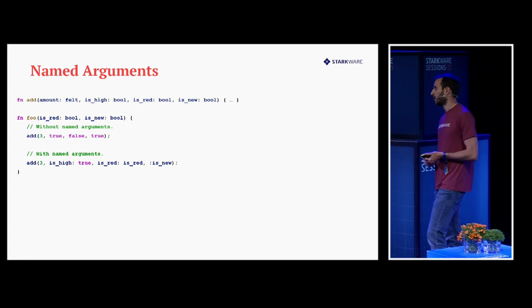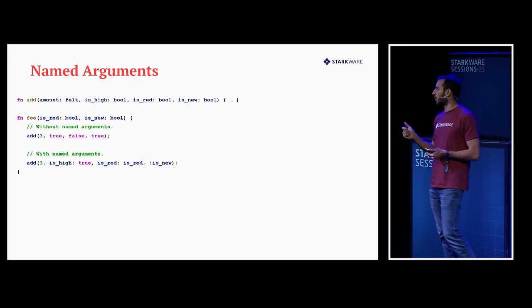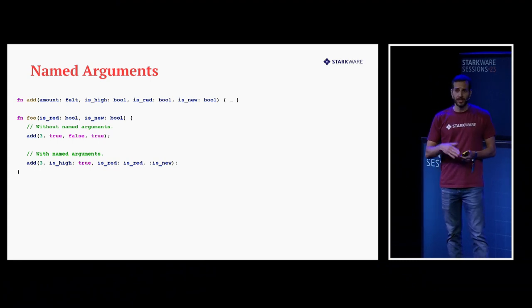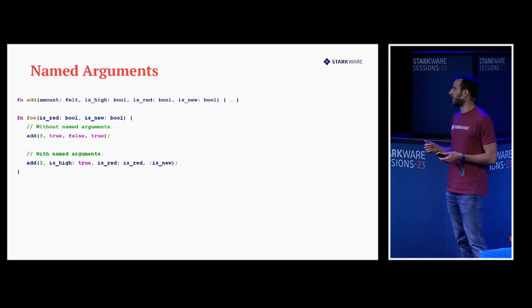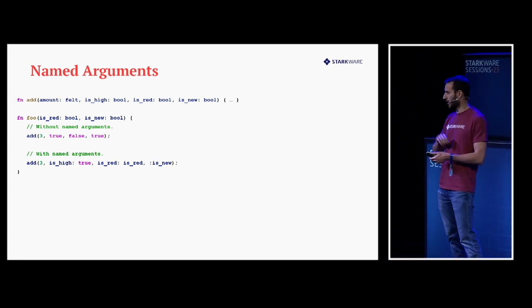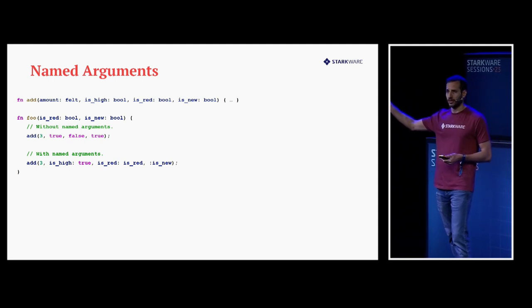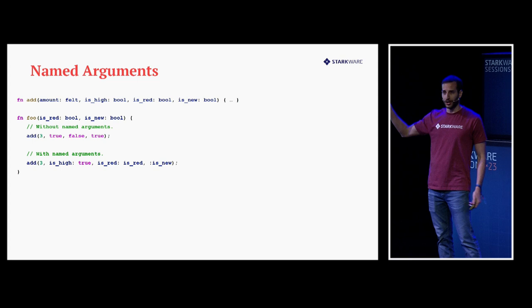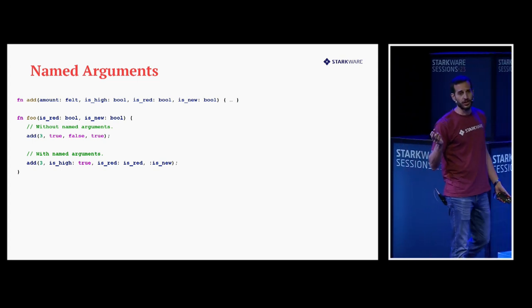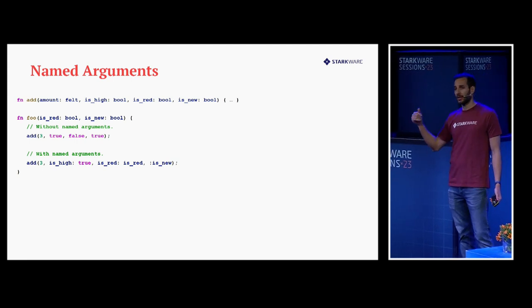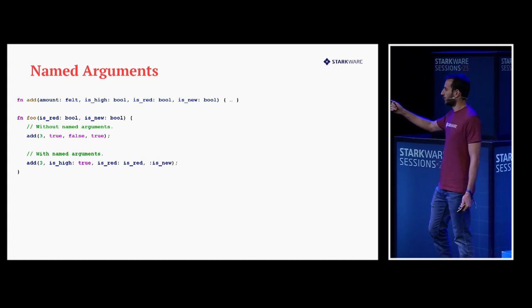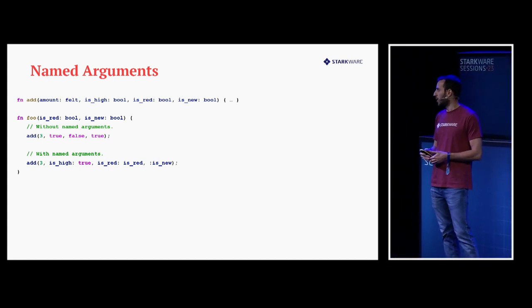Okay, named arguments, again a concept that you might know. We also decided to use it in function calls. So for example, we have the add function here with many parameters, and imagine that this function is defined in a different file, so you don't see it in front of you. And now we have the foo function that calls it. The first line doesn't use named arguments, and it's not clear what each argument means, so what this call means. But with named arguments, you can much more easily understand what's going on.